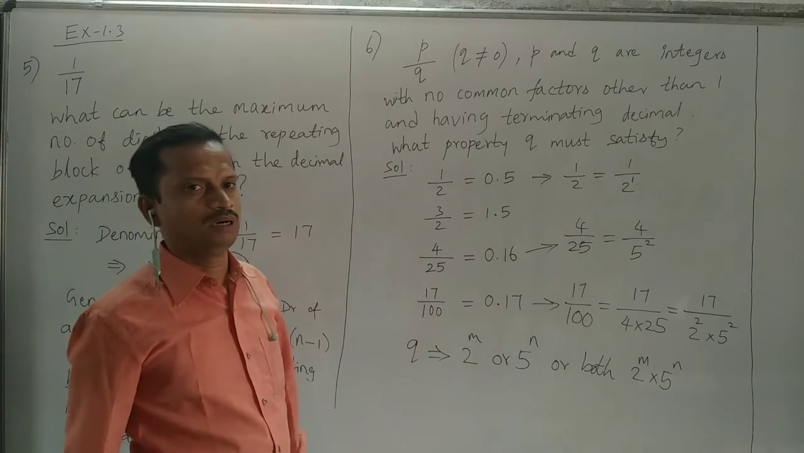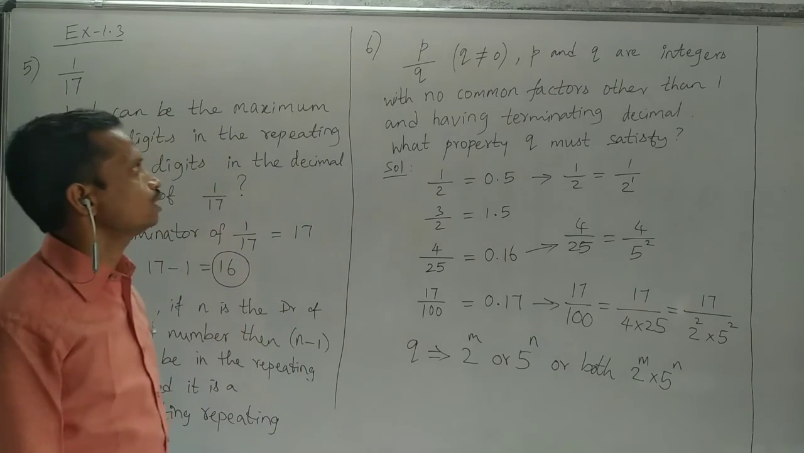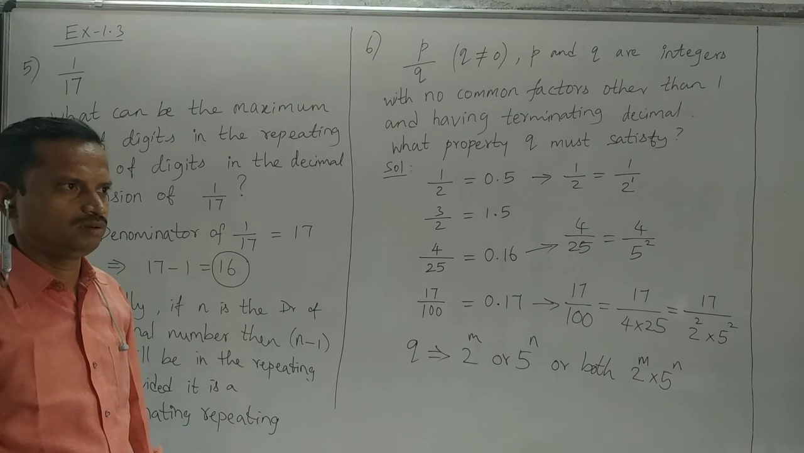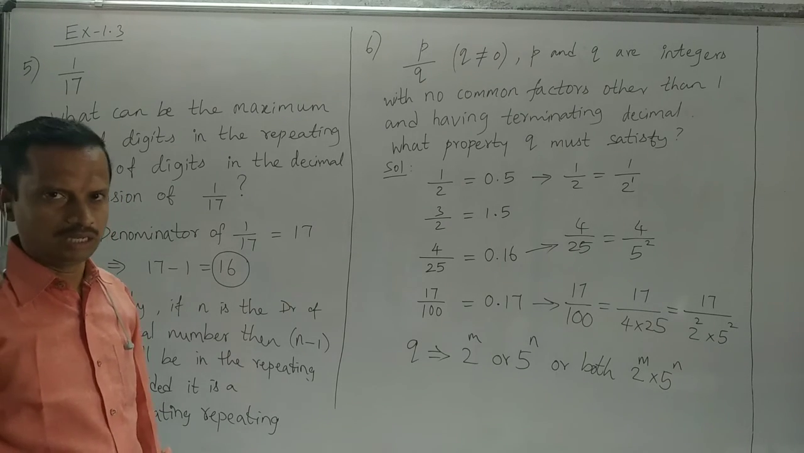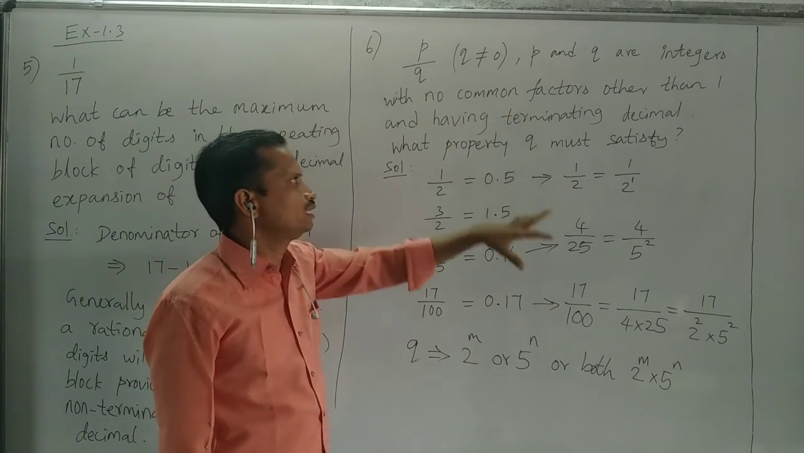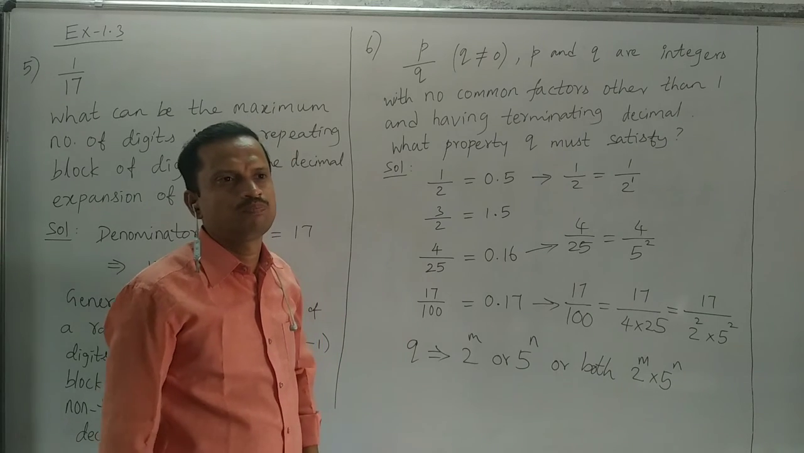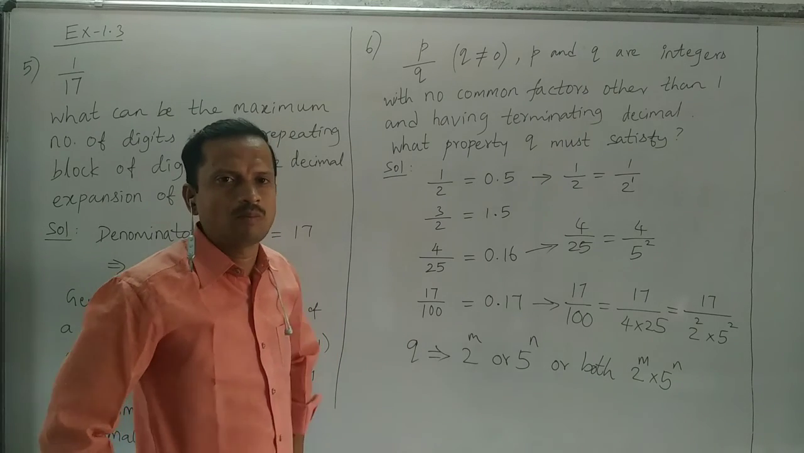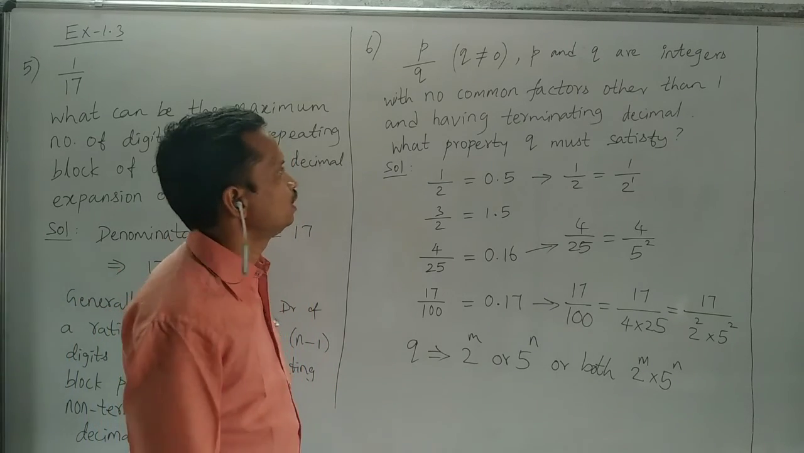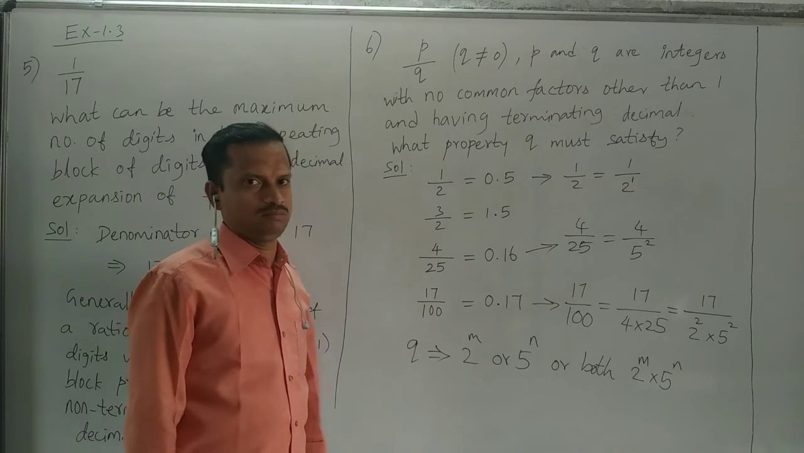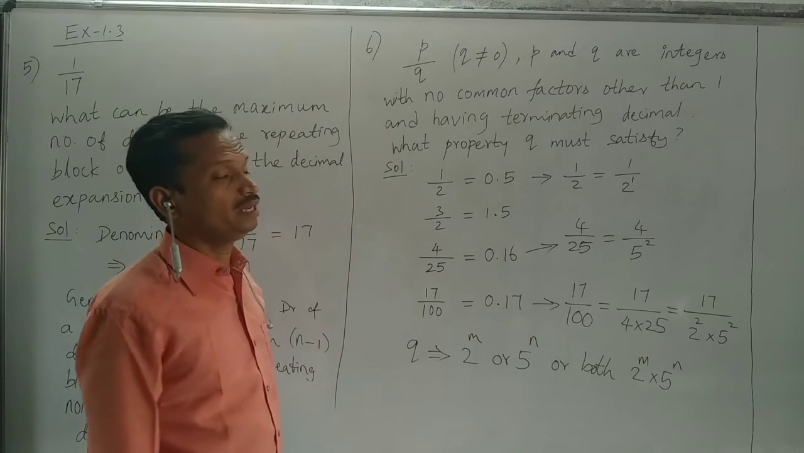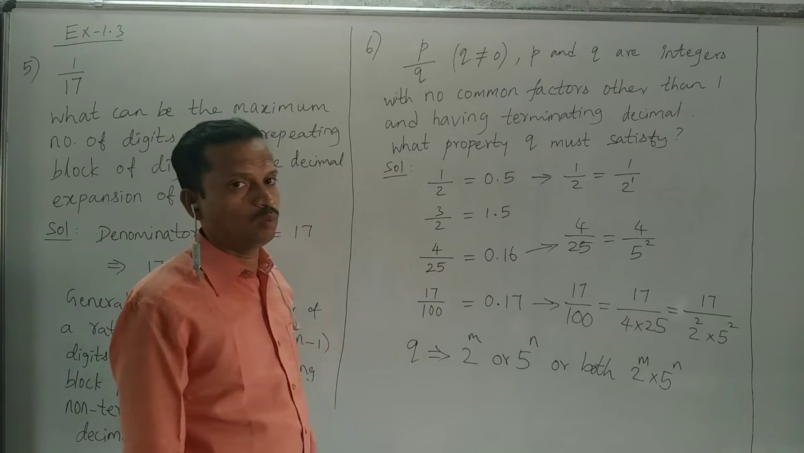And coming to question number 6. P by Q, the given rational number in general form, with denominator Q not equal to 0. P and Q are integers with no common factor other than 1. That means 1 alone is the common factor, no other common factor. And it has a terminating decimal expansion. Keep that in mind. Terminating decimal. Then what about Q?